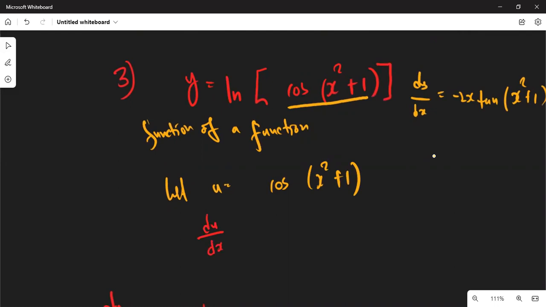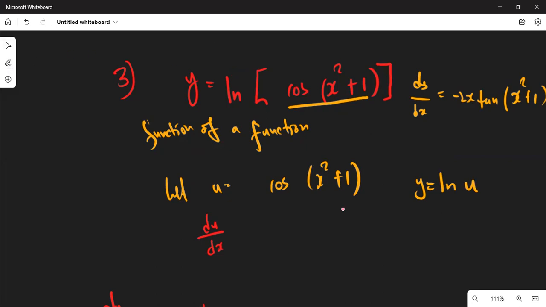So which means in place of what? In place of this whole part, of course, we're going to substitute with u. So our answer, or this y, is going to be ln u. So y is equal to ln u, or u is equal to that. So we've got 2 things here. From this part here, we're going to determine du dx.